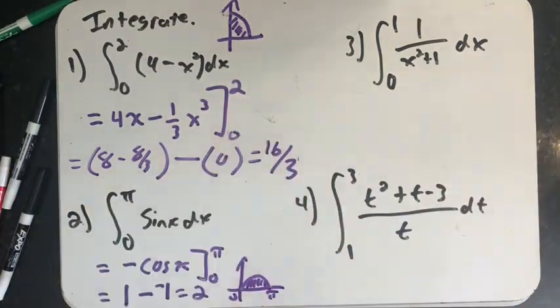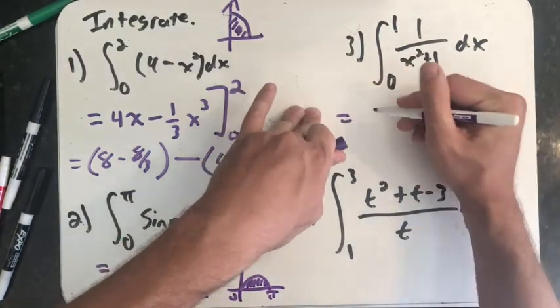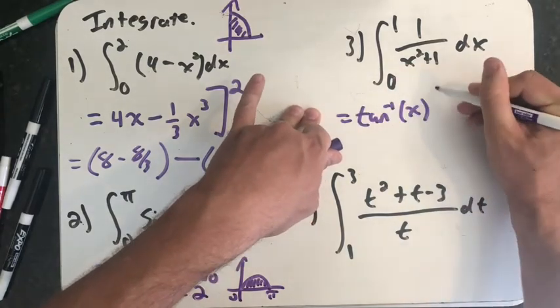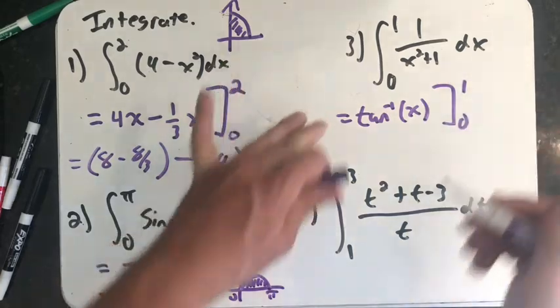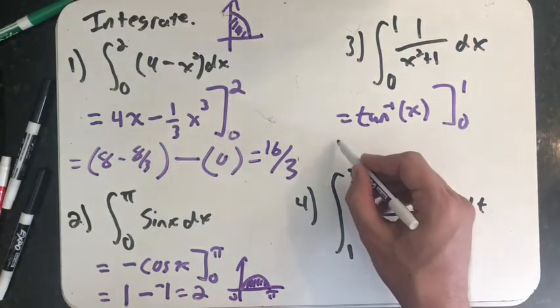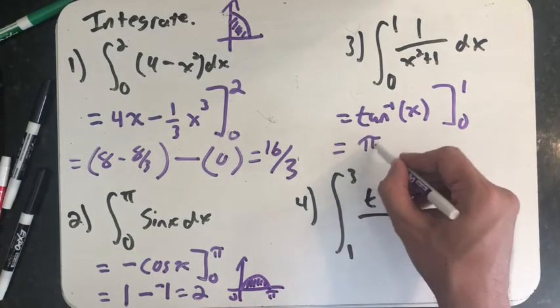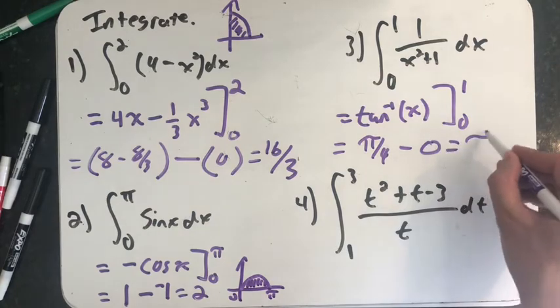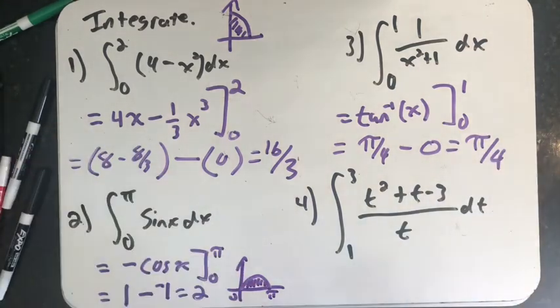I need an antiderivative for 1 over x squared plus 1. Well, 1 over x squared plus 1 is the derivative of inverse tangent. So that makes inverse tangent my antiderivative. The inverse tangent of 1 is pi fourths. And the inverse tangent of 0 is 0. So I've evaluated my definite integral with just one example to go.